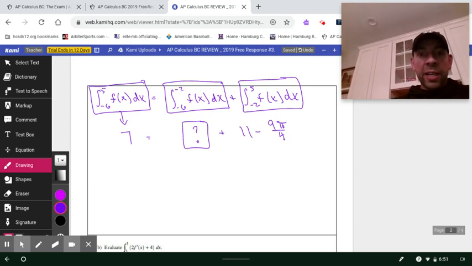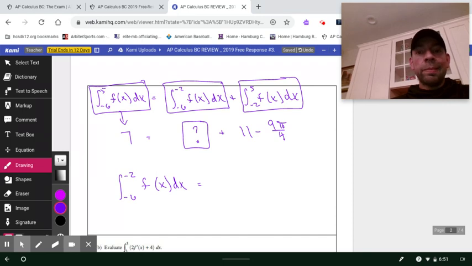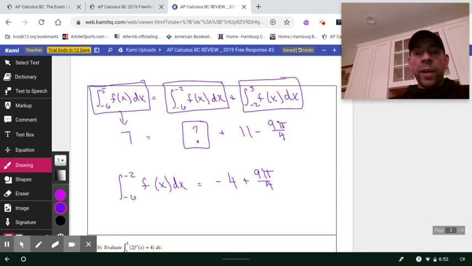In other words, the integral from -6 to -2. So really, the integral from -6 to -2 of f of x dx is equal to, so you've got to subtract the 11 over and then add that 9 pi over 4 over. And you just want to make sure, well, I guess this answer could be negative. So either way, we're feeling really good about this answer right here.